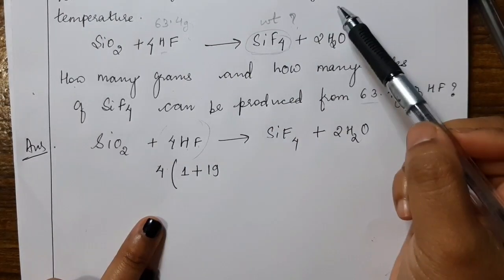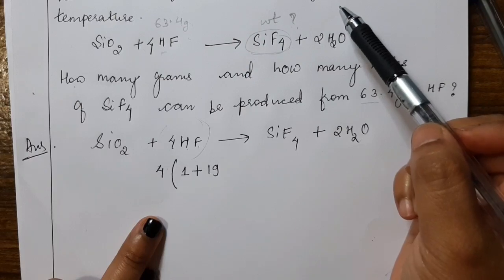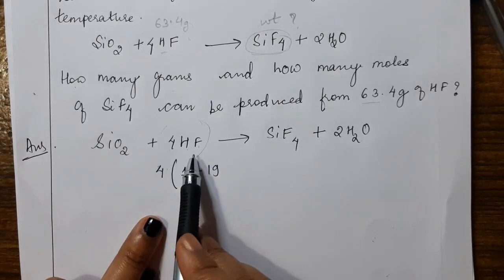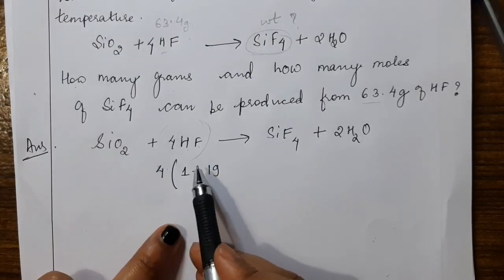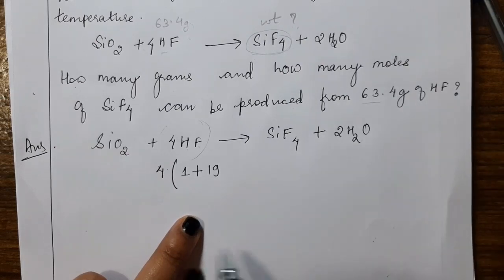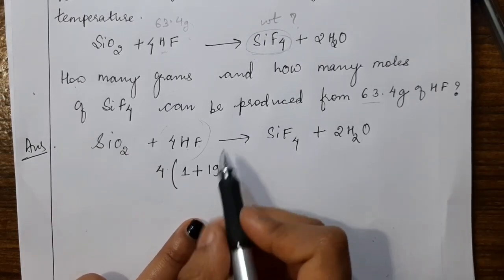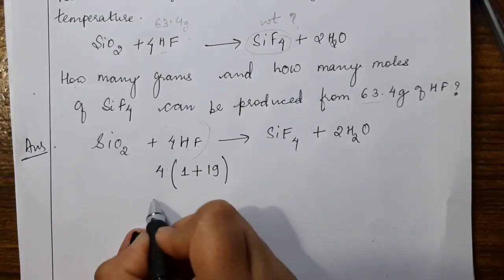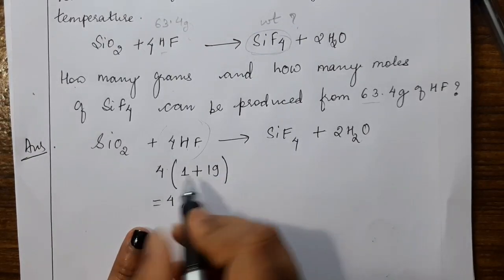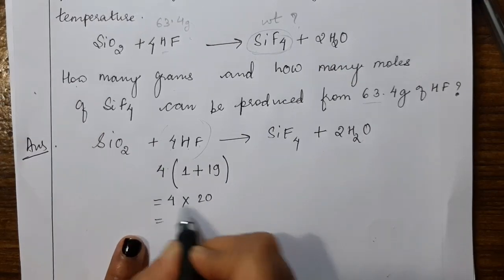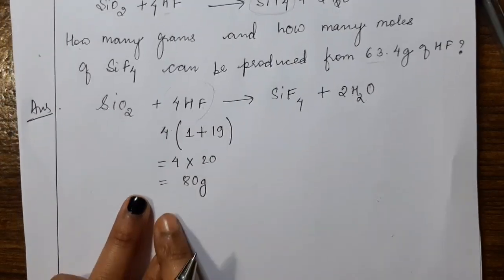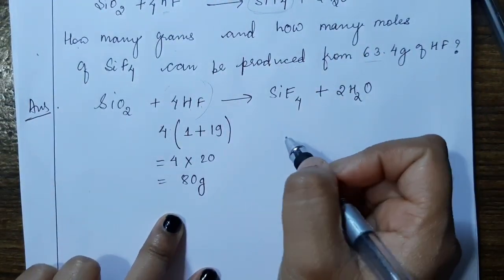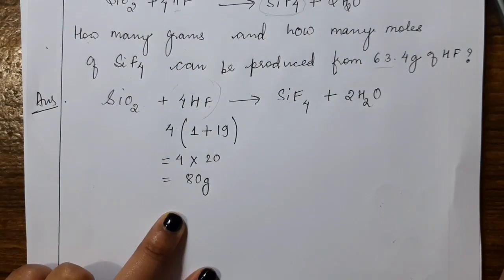The atomic weights can be given in the question, or you have to know them yourself. You have to memorize the atomic weights, but most of the time they will be given in the question. If not given, you have to write them yourself. So for HF we have 1 plus 19, which is 20, and 4 into 20 is 80 grams.